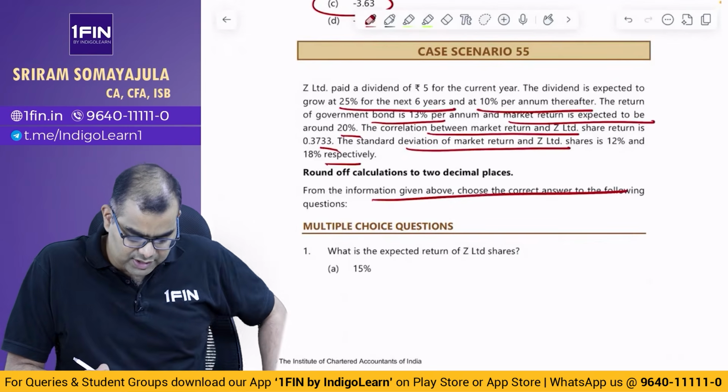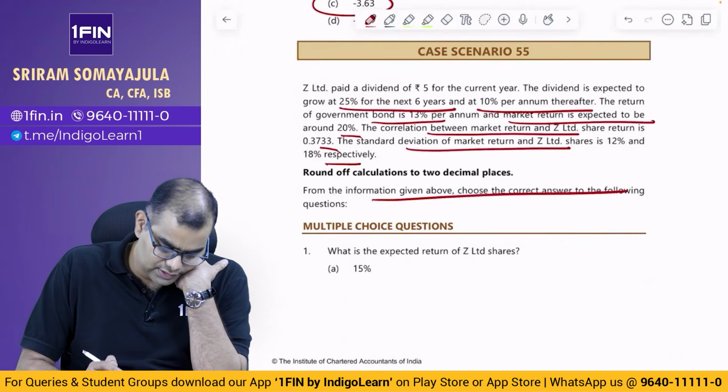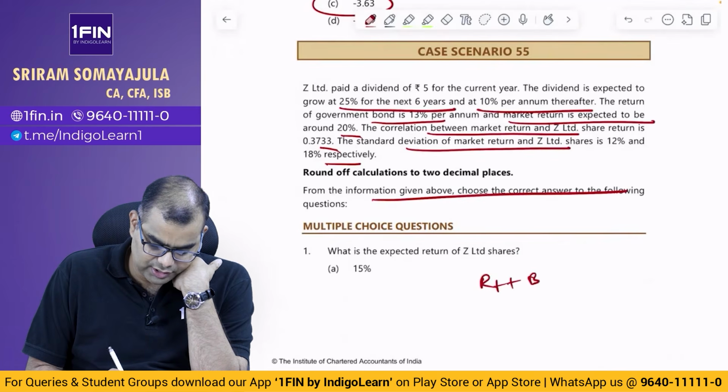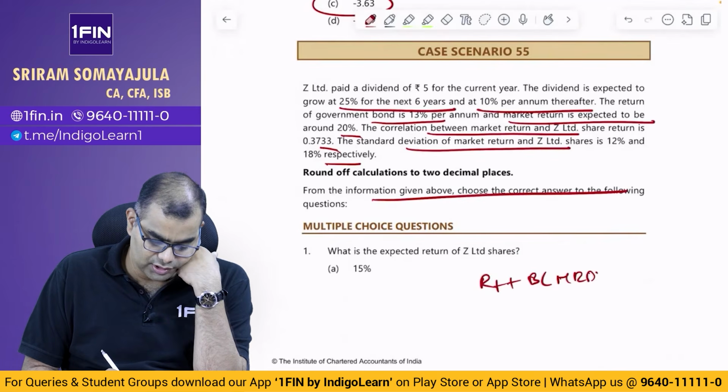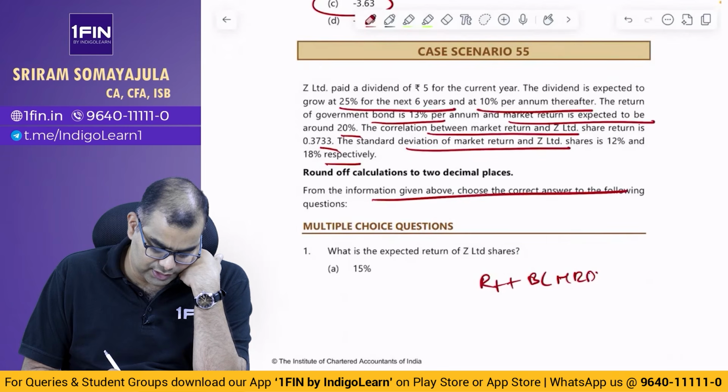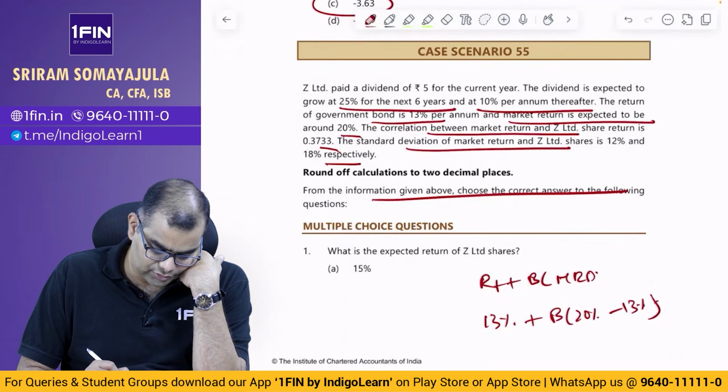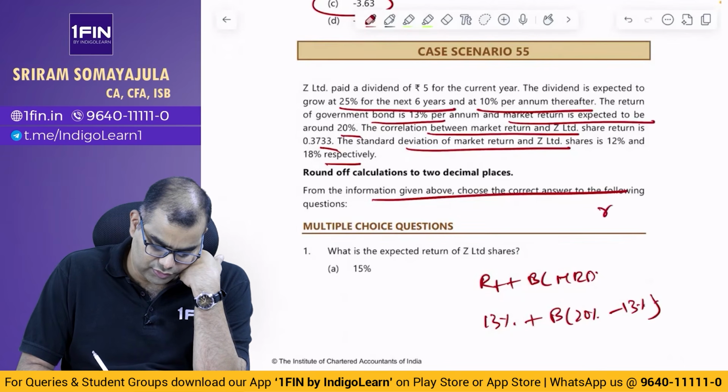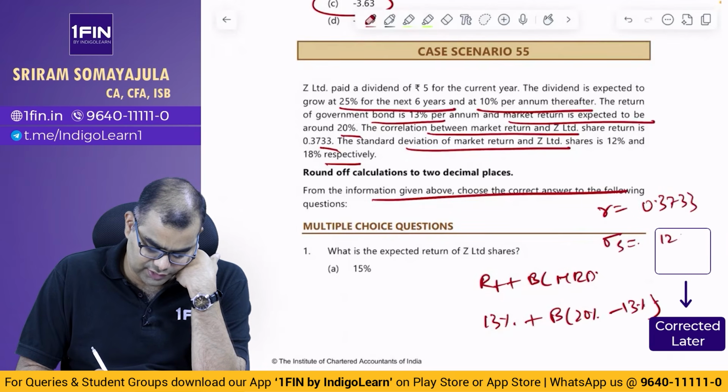What is expected return? Expected return is risk-free plus beta into MRP. What is market return? Have they given market return? RF is 13%. Market return is 20% minus 13. Do we have beta? No, beta is not there. Beta we have to find out. Correlation is equal to 0.3733. Standard deviation of security is 12%. Standard deviation of market is 18%.